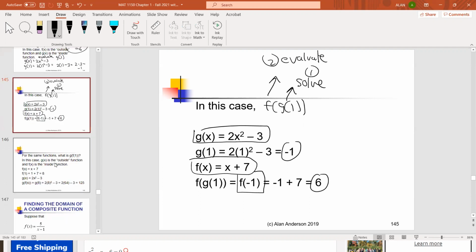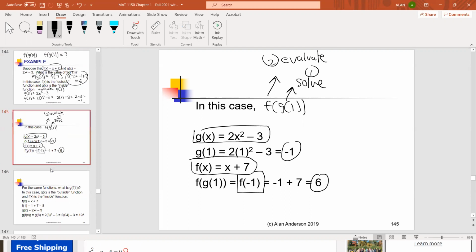Now, what I'd like to do here, although it's in the slides, is challenge you to do this next one without looking at the answer. So in other words, let me just add another slide here.